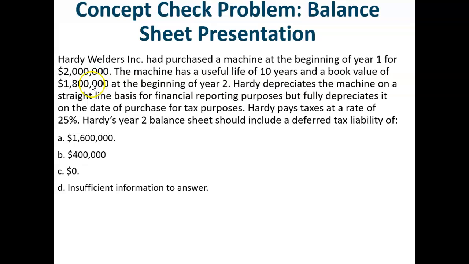Now remember that the book tax difference at the end of year 1 and at the beginning of year 2 is $1,800,000. You have not yet subtracted the book depreciation expense for year 2, and that will definitely affect your answer. So go ahead and calculate the deferred tax liability at the end of year 2 for Hardy.